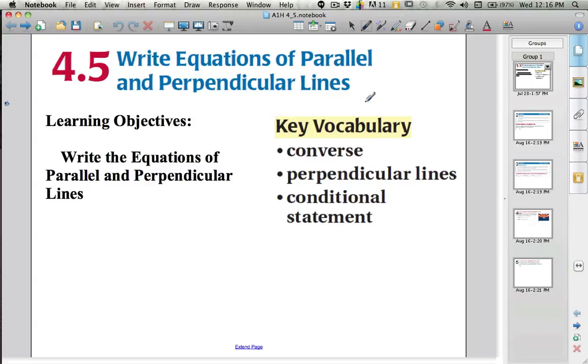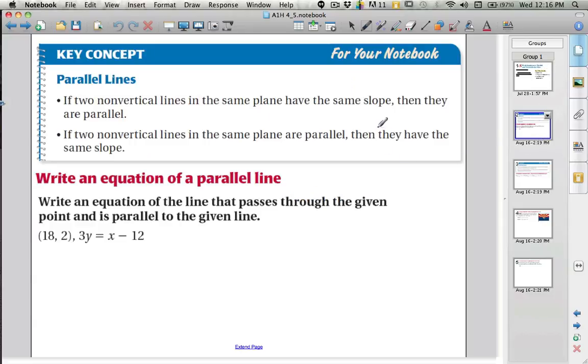So first, let's talk about the relationships of lines and perpendicular lines. So when we talk about parallel lines, if two non-vertical lines in the same plane have the same slope, this is the key thing. Parallel lines have the same slope. These are what we would call conditional statements. Both of these are conditional statements.